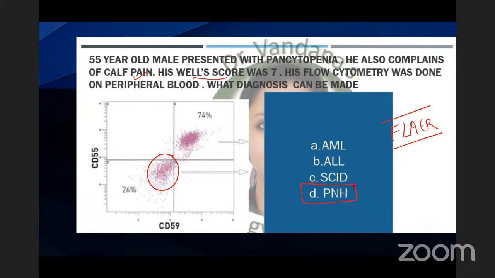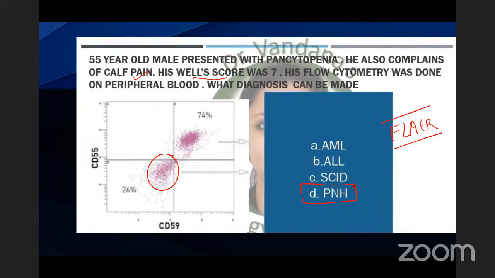Very good. Next, PG trivia. Perfect. You are the first one to answer. So this is your PNH. Yes, Chandni, Ham's test can also be done in this, but it is a very old test. So who will tell me which is the other condition where Ham's test will be positive apart from PNH?